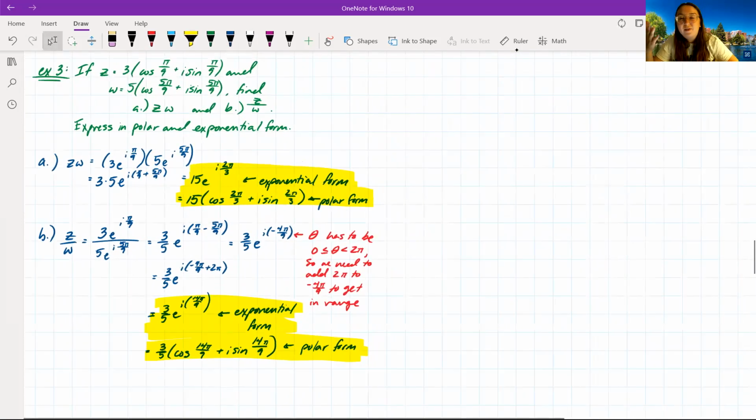So, all right, quite a few things are definitely solidifying how to go from polar form to exponential form. We saw how to multiply and divide different complex equations there.